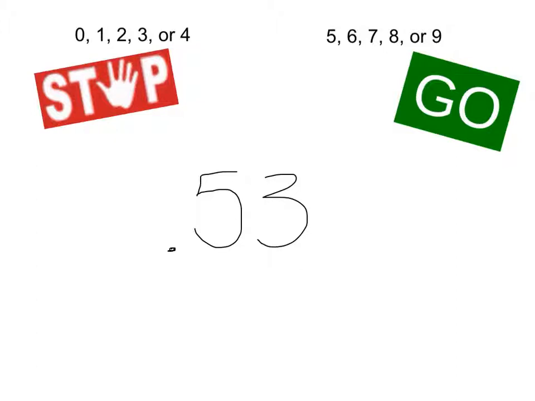Let's take a look at the number 53 hundredths. If we wanted to round this number to the tenths place, we'd first have to look at the number that is in the tenths place. And there's a 5 in the tenths place. But in order to decide if we are going to round this number up or if it's going to stay the same, we need to look to the number that is in the hundredths place. And since there's a 3 in the hundredths place, that says stop, or that the number in the tenths place should stay the same.